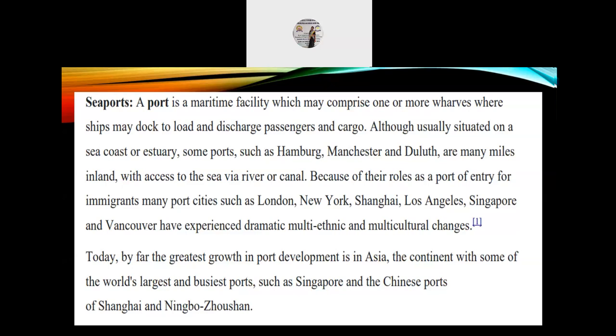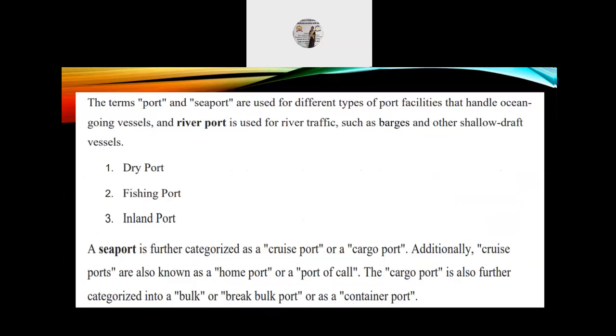Today, by far the greatest growth in port development is in Asia, the continent with some of the world's largest and busiest ports, such as Singapore and the Chinese ports of Shanghai and Ningbo-Zhoushan. The terms port and seaport are used for different types of port facilities that handle ocean-going vessels, and river port is used for river traffic such as barges and other shallow draft vessels. 1. Dry port, 2. Fishing port, and 3. Inland port. A seaport is further categorized as a cruise port or a cargo port. Additionally, cruise ports are also known as home port or a port of call. The cargo port is also further categorized into a bulk or break bulk port or as a container port.